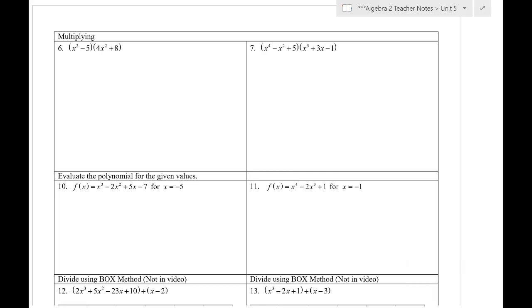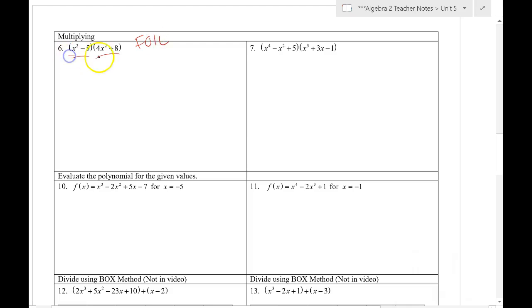Okay, so now we're going to go over page 2. The first one is going to be multiplying the polynomials. Now this one has two terms in the first parentheses and two terms in the second parentheses. So we can simply use the FOIL method here.